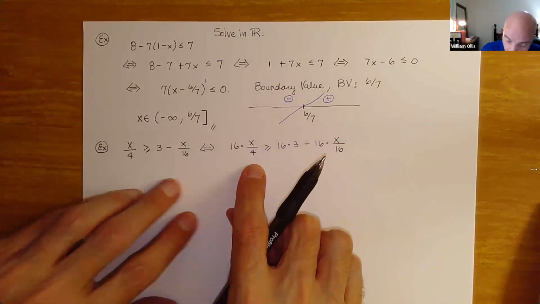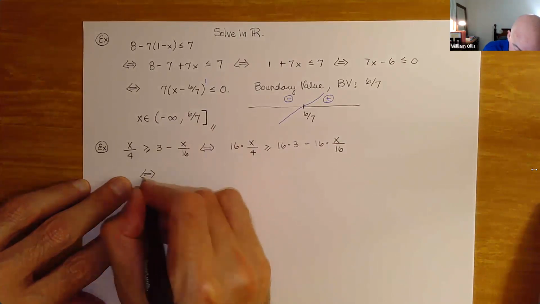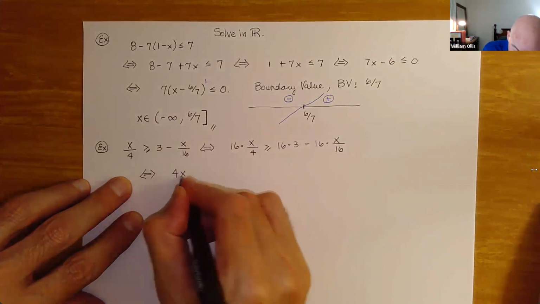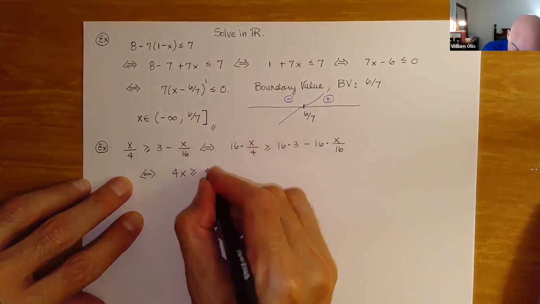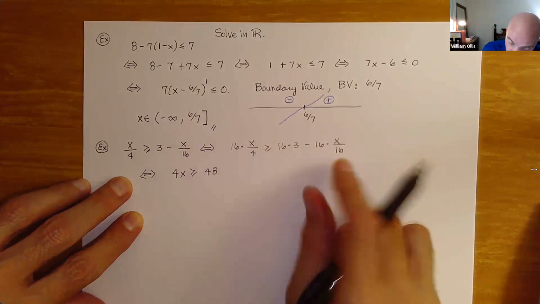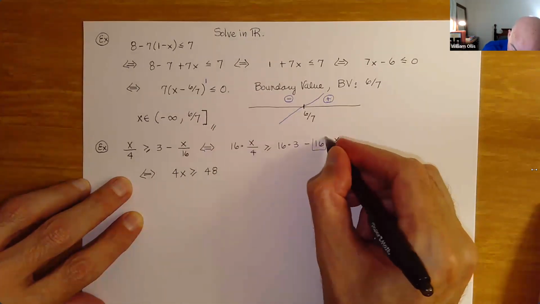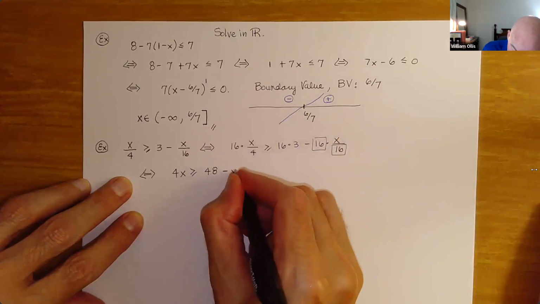putting the dots just to emphasize multiplication. So now, of course, the 4 absorbs into the 16 to give us a 4x. And then, of course, 3 times 16 will give us a 48. And then, of course, over here, the 16s absorb, okay, just like that. And we have minus x.